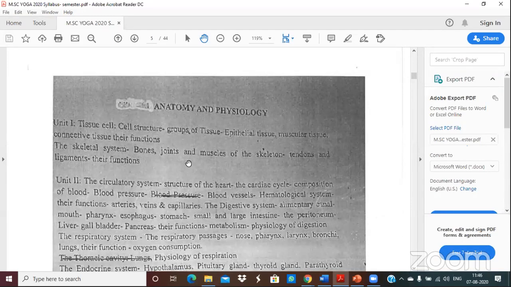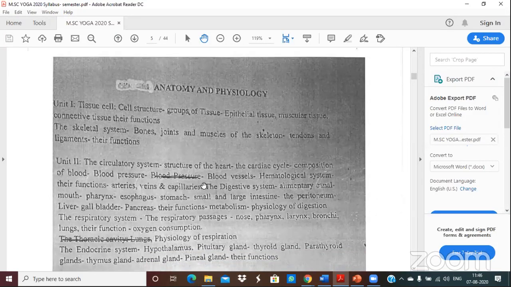Now look at this picture. Anatomy and physiology, unit number 1. Ask yourself, are you very clear with this? Tissue, cell structure, group of tissue, epithelial tissue, muscular tissue, connective tissue, and their functions. In the skeletal system, you should know bones, joints, muscles, skeleton, tendons, and ligaments, and their functions. This is the MSc syllabus, unit number 1. Any doubt in unit number 1, you can ask. Next class, we'll go with unit number 2.